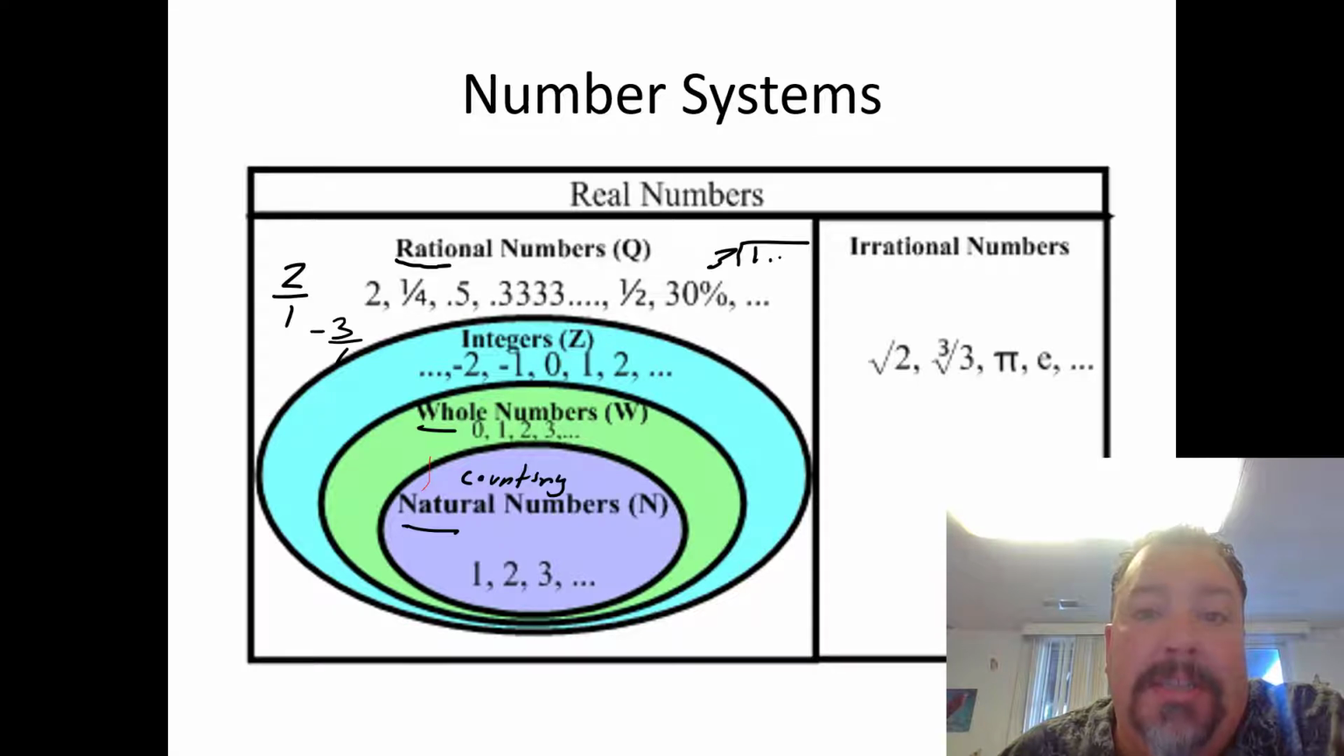3 doesn't go into 1, so we have to add a decimal, add a 0, and then we can start dividing. And we get a repeating pattern here. So if you have a repeating decimal, 0.3333 and so on, that's going to give us a rational number as well. 0.3 repeating, if we want to, we can write that as 0.3 with a little bar over it.